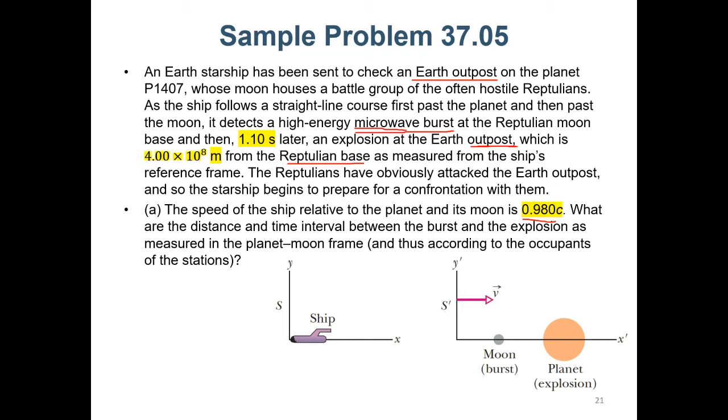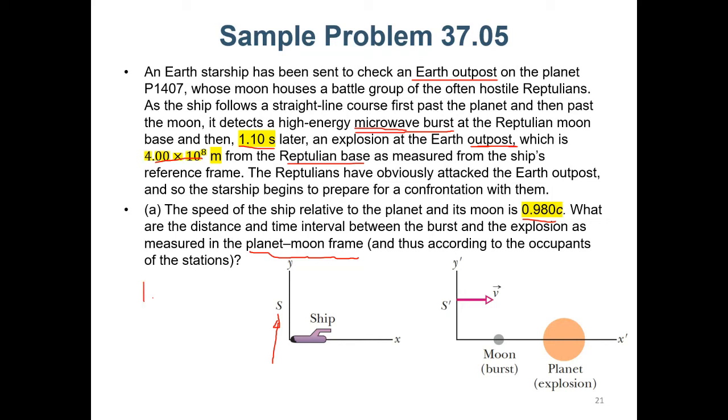So he asks you, what is the speed? The speed is given. So he asks you, what are the distance and time interval between the bursts as measured in the planet-moon frame? Because this time and this distance are measured in the S reference frame. So it asks you for x prime and t prime, delta t prime.